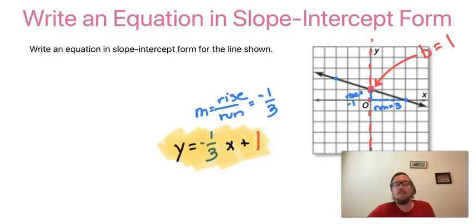We only need two pieces of information, the y-intercept and the slope. Once we have those, we can write the equation in slope-intercept form.